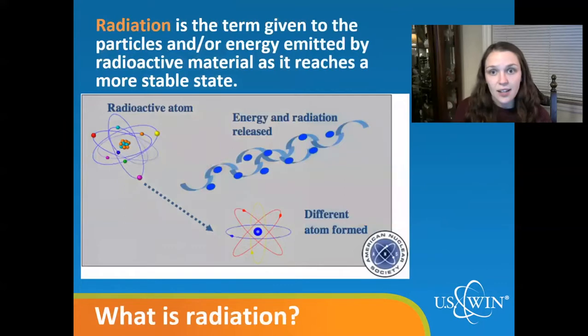So what might make an atom radioactive? Do you have any idea? An atom becomes radioactive when it has extra protons or neutrons in the nucleus. This makes the atom unstable and unbalanced, and causes the atom to release energy and eventually become a different atom. The energy that the radioactive atom releases is called radiation.